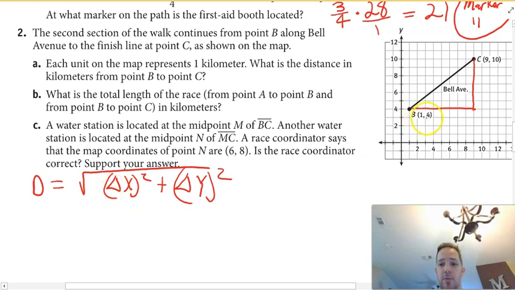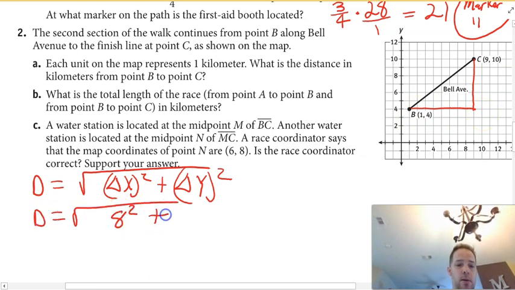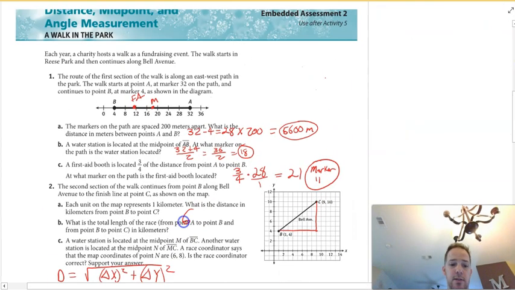Looking at my x values from 1 to 9, I could either find the difference of 8, or I could just ask myself what is the difference, or I could even do the Pythagorean theorem and count how far it changed. My change in x is 8. And my change in y from 4 to 10 is 6 units.